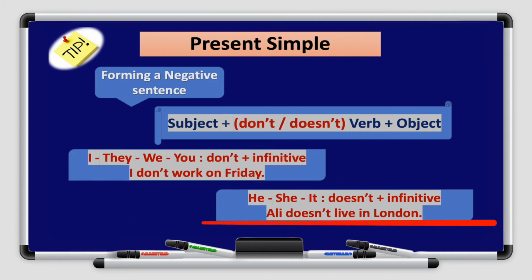But if the subject is he, she, it, you will put doesn't before the infinitive form. For example, Ali doesn't live in London.